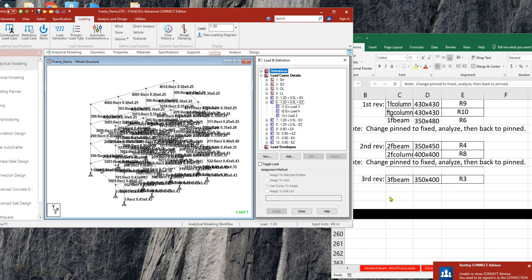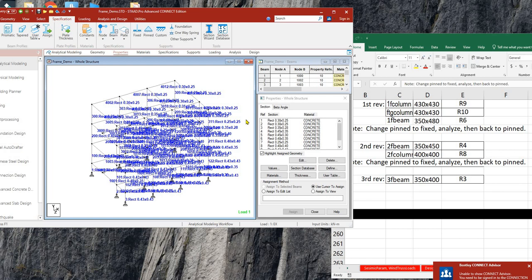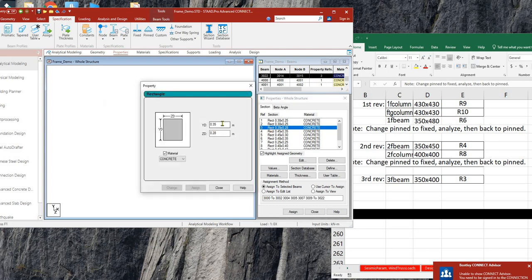Next, dito na tayo ngayon sa third revision. So, balik properties. Palitan natin na si third floor beam. Ayan. And palitan ko siya ng 0.4 by 0.35. Ang ginagawa ko, okay, I just make sure na yung size ng columns ko ay mas malaki pa rin sa beams. Okay?